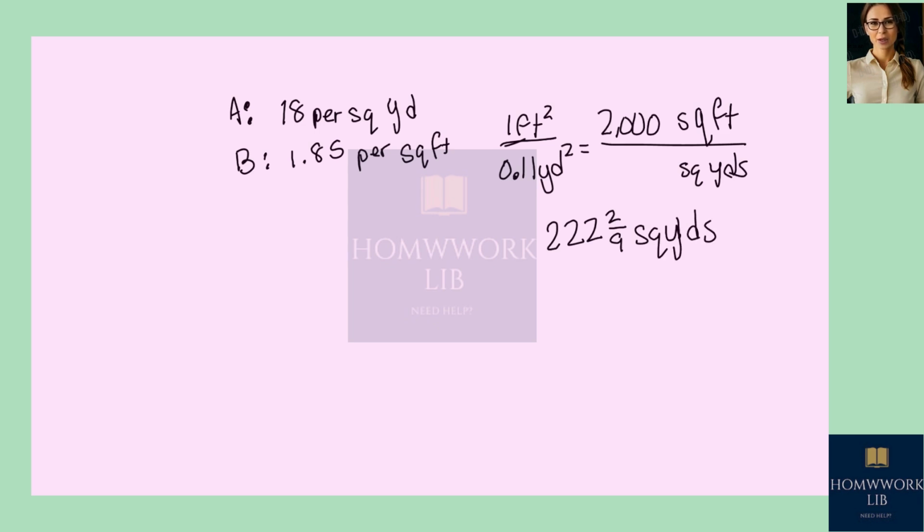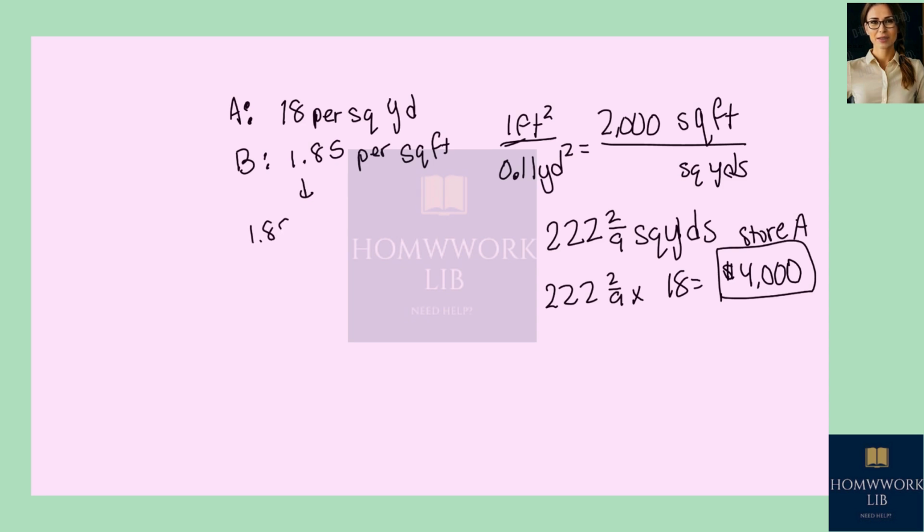And so then I'm going to do 222 and 2/9 times 18. And that is actually $4,000 for store A. And then for store B, I'm going to multiply that $1.85 times 2,000. And I'm going to get 3,700, and that is for store B.